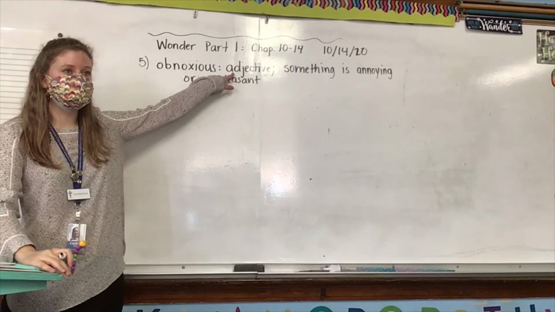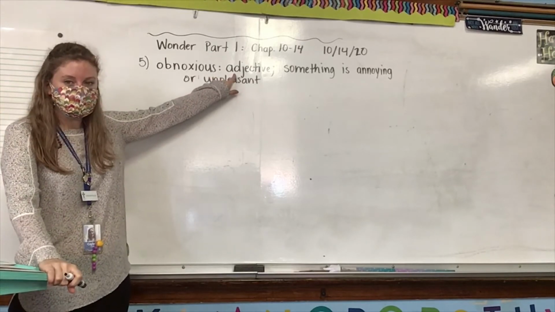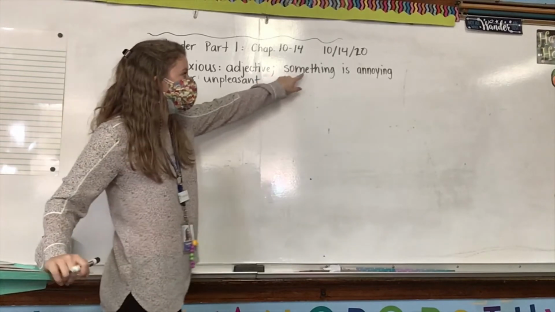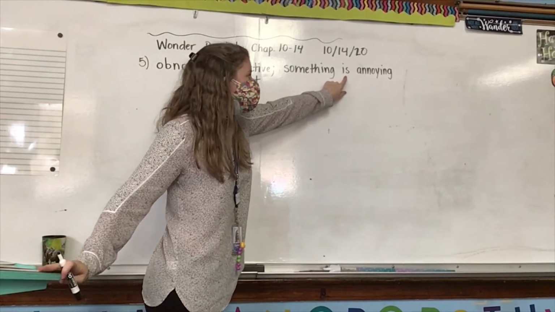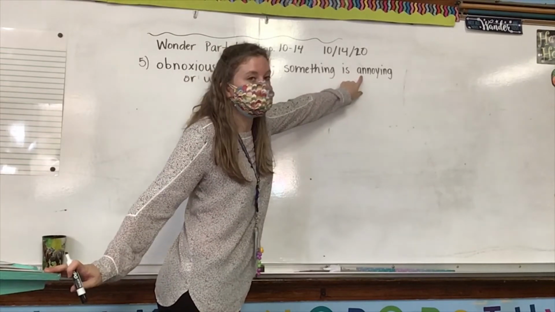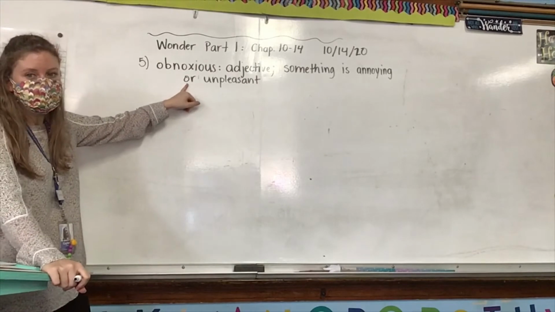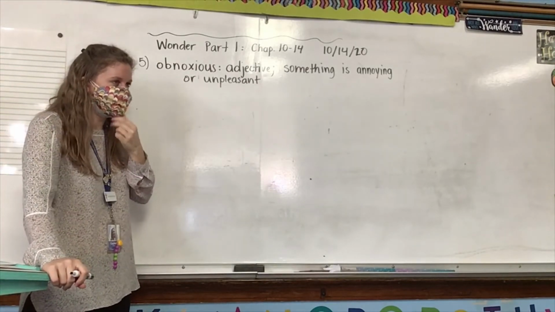Make sure that you have obnoxious and that it's spelled correctly. Make sure you have this colon. Make sure you have adjective and that it's spelled correctly. Make sure you have this semicolon. Make sure you have something and it's spelled correctly. Make sure you have is and it's spelled correctly. Make sure you have annoying and it's spelled correctly. Make sure you have or and it's spelled correctly. Make sure you have unpleasant and that it's spelled correctly.